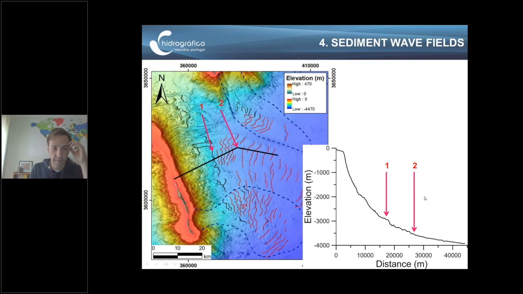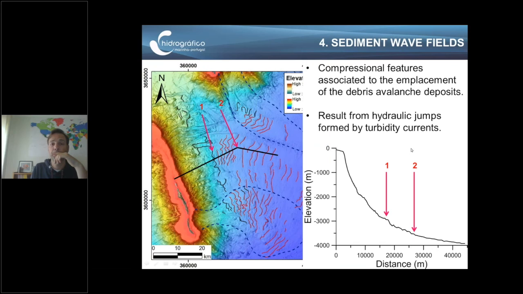Okay, so this was the animation. You can see here the scours and the sediment wave fields, and some of them are inside the debris avalanche deposits, as you can see here, but others aren't. So we think that some of these wave fields are compressional features from the emplacement of the debris avalanche deposits, but the ones that are outside, we don't think so.